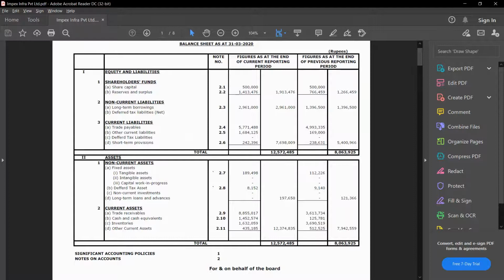Similarly, if current assets increase from previous year, we need to less the difference of increase because cash is blocked in current assets. And if current assets decrease, that means cash is received, so we need to add the difference of decrease.